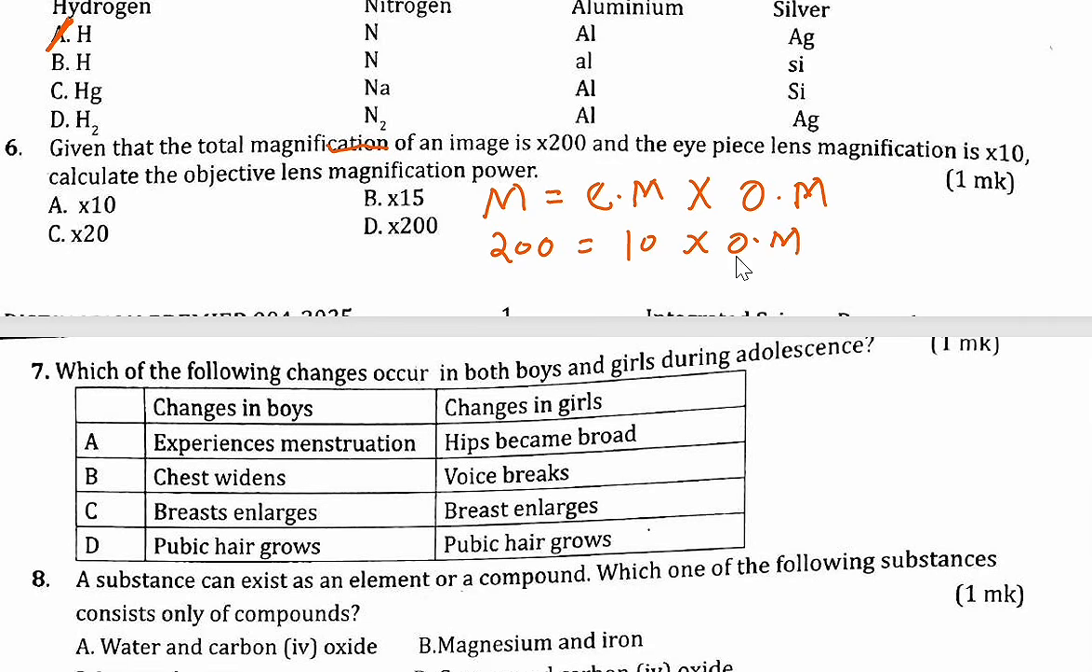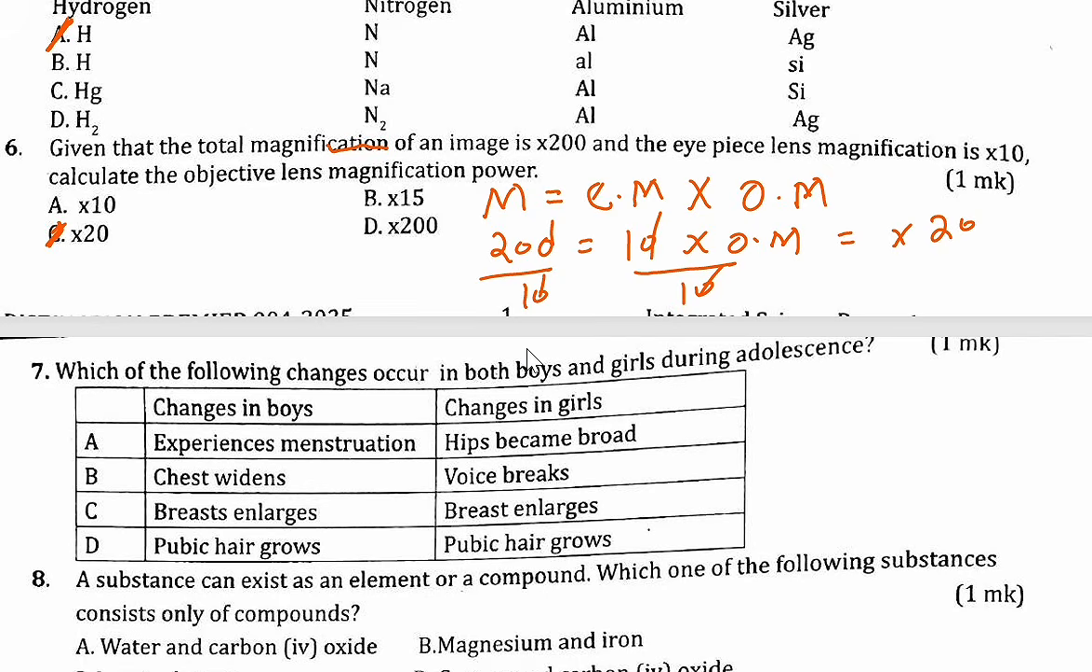So to get OM, we're going to divide this side by 10 and this side by 10. So 200 divided by 10 is 20, and therefore my magnification is times 20. And therefore the correct answer is part C.